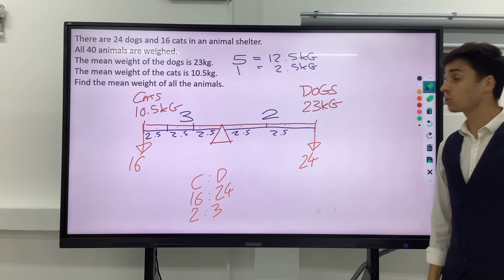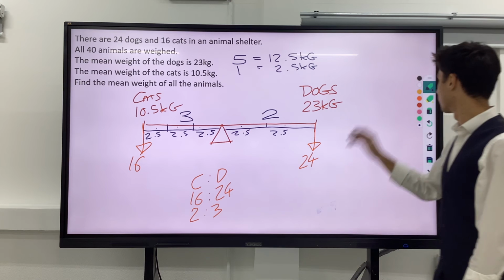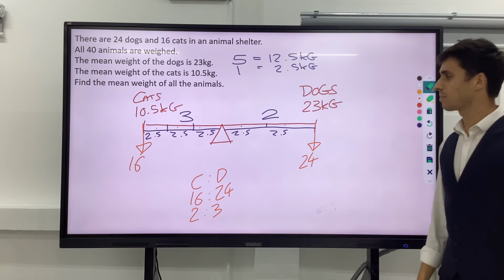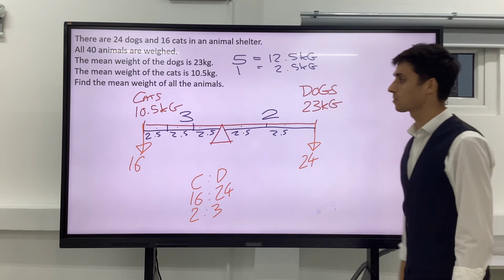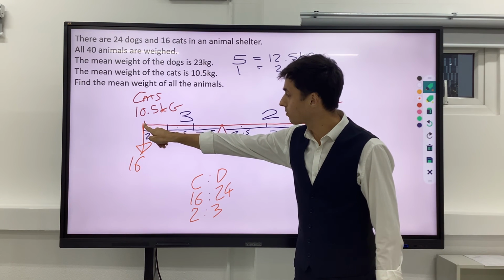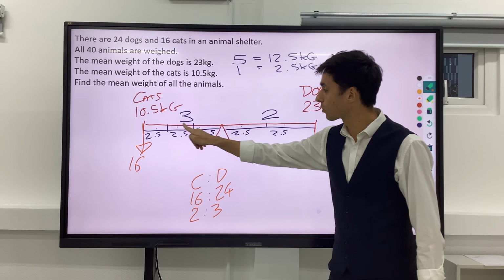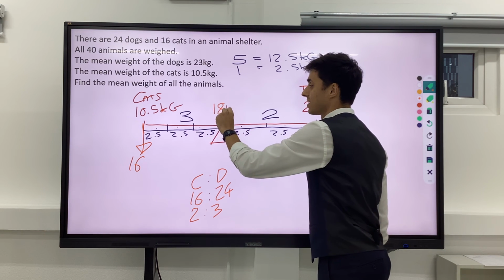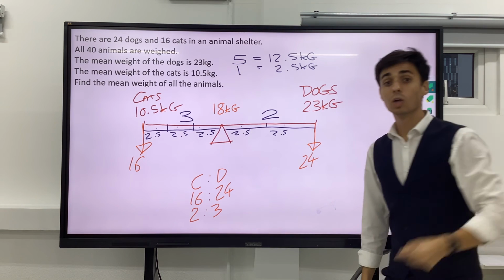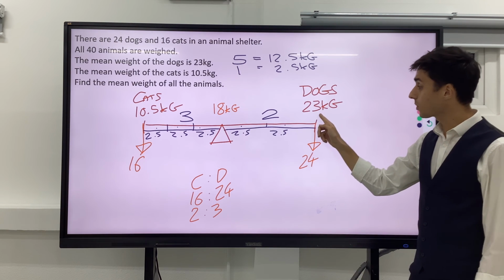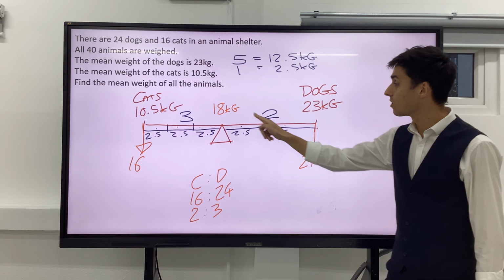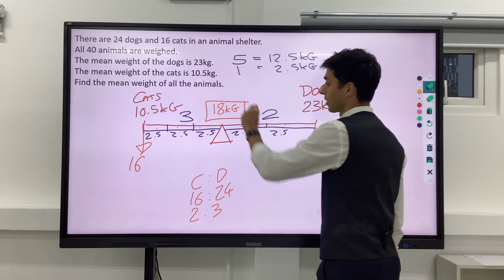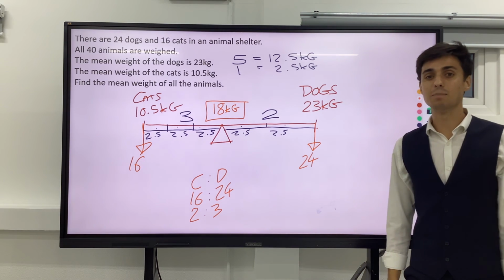It's worth noting you can check this from either end of your seesaw method. So our last step then, finding where exactly is the mean, you could either go 10.5, adding on 3 parts, so that's 7.5, to get you to 18 kilograms. Likewise, you could go from 23, and you could take away 2 parts, that's 5, to get to your 18 kilograms. Either way, the mean is the same.